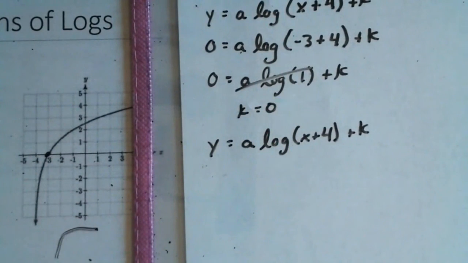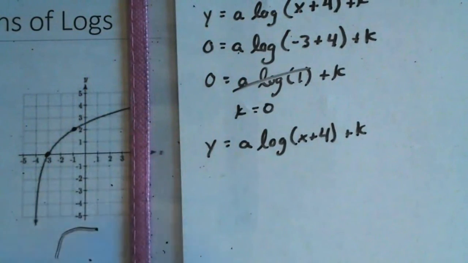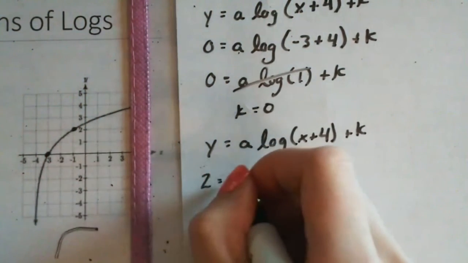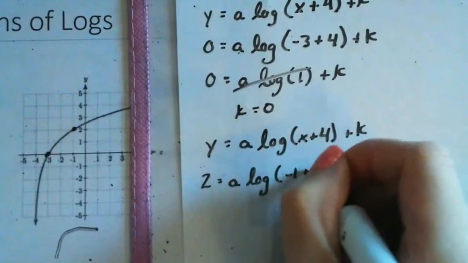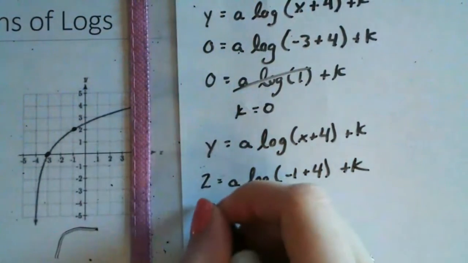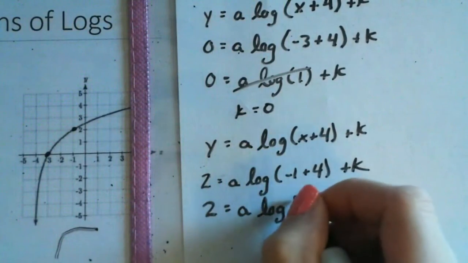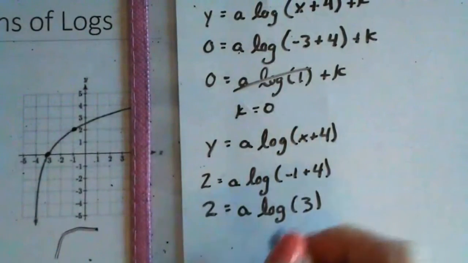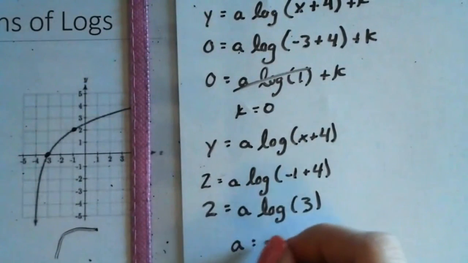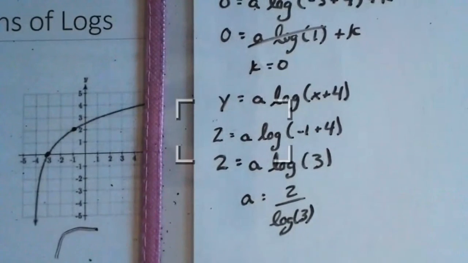So I need one more point on my graph, and it looks like we're going through (negative 1, 2). If I plug that in, we get 2 equals a times the log of negative 1 plus 4. So 2 is equal to a times the log of 3. Dividing both sides by the log of 3, we get a is equal to 2 over the log of 3. We have a positive a value this time, so there was not a vertical reflection.